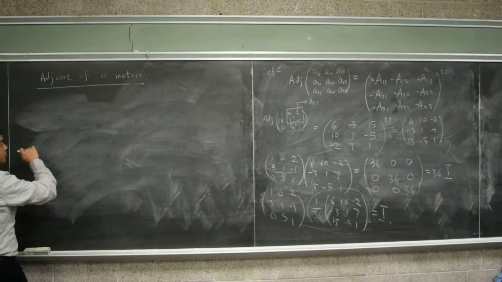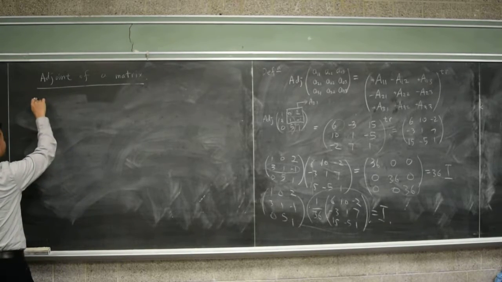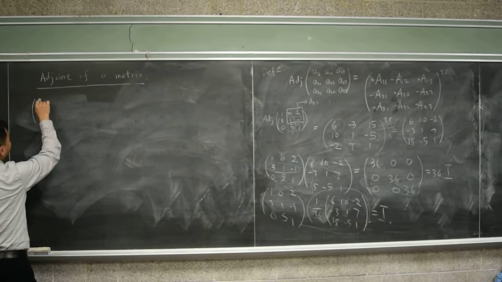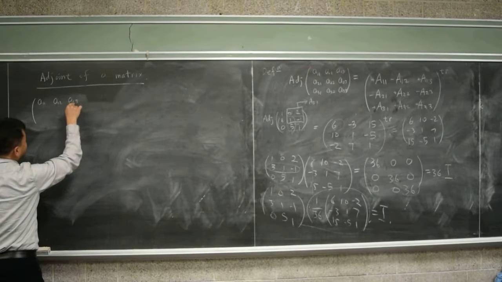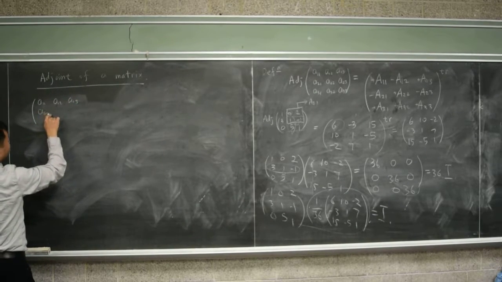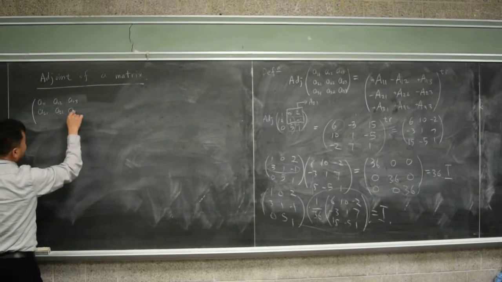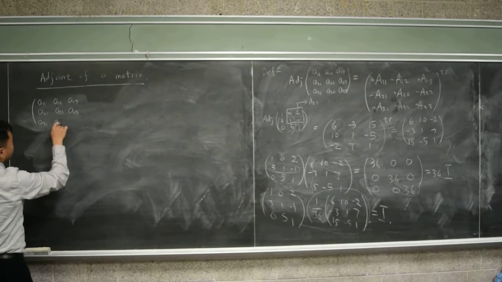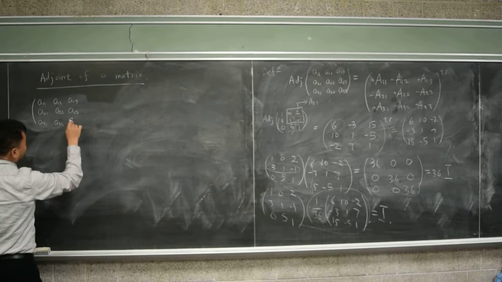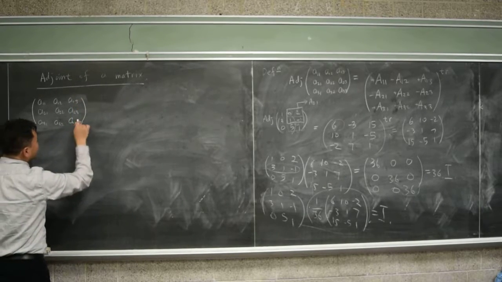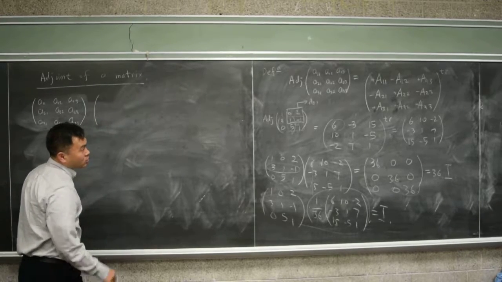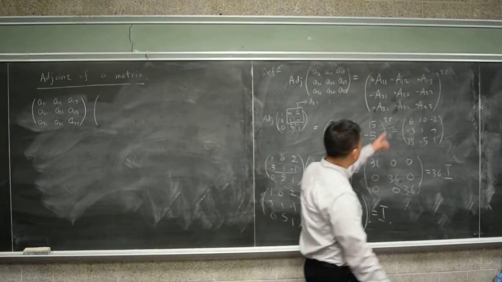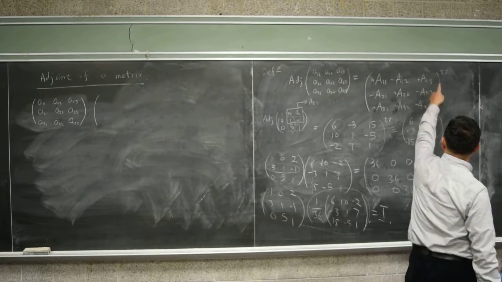First, think about the following. What are we doing? We are putting A11, A12, A13, A21, A22, A23, A31, A32, A33. I'm multiplying this by this thing called the adjoint, which is, let's copy this down over there, but we have to take the transpose.